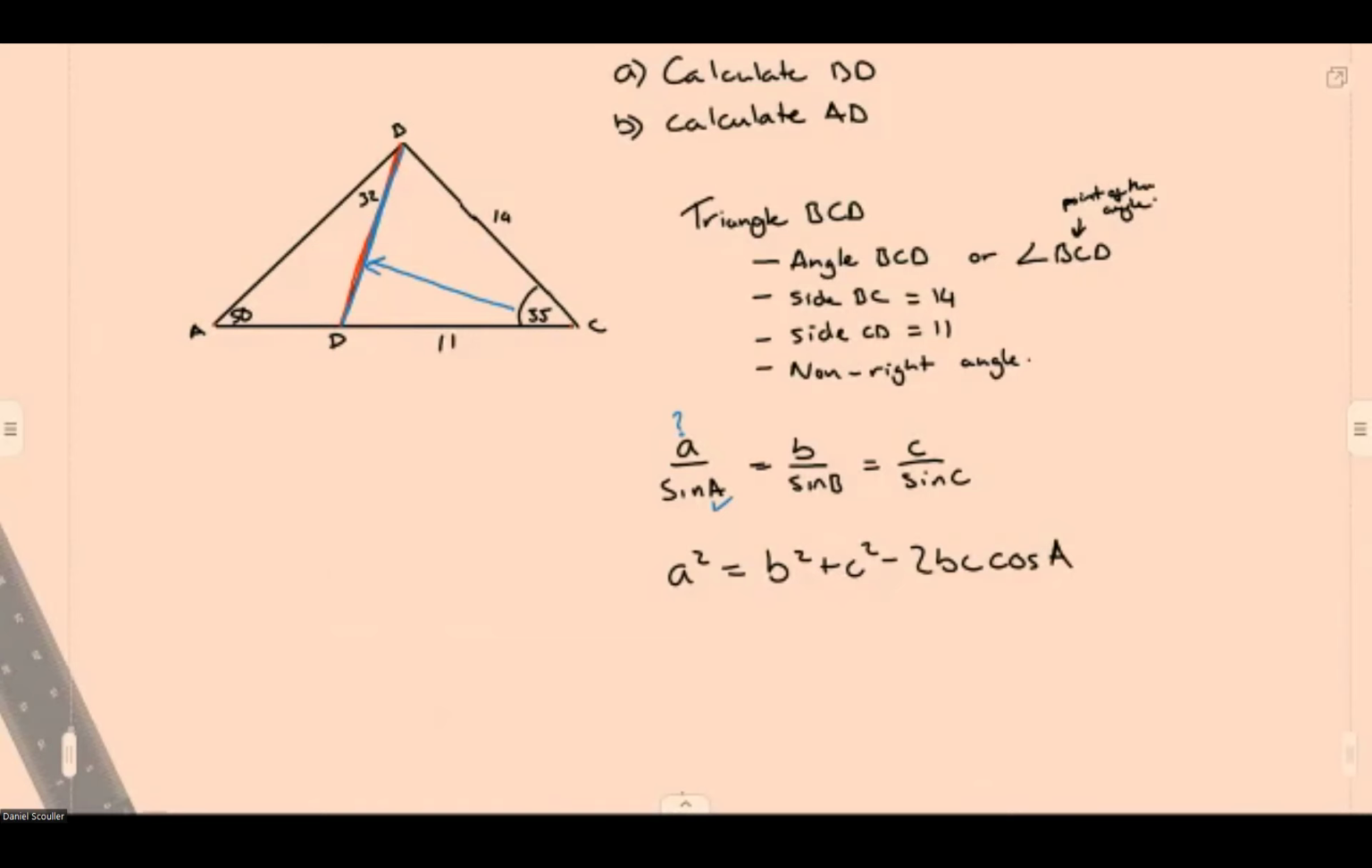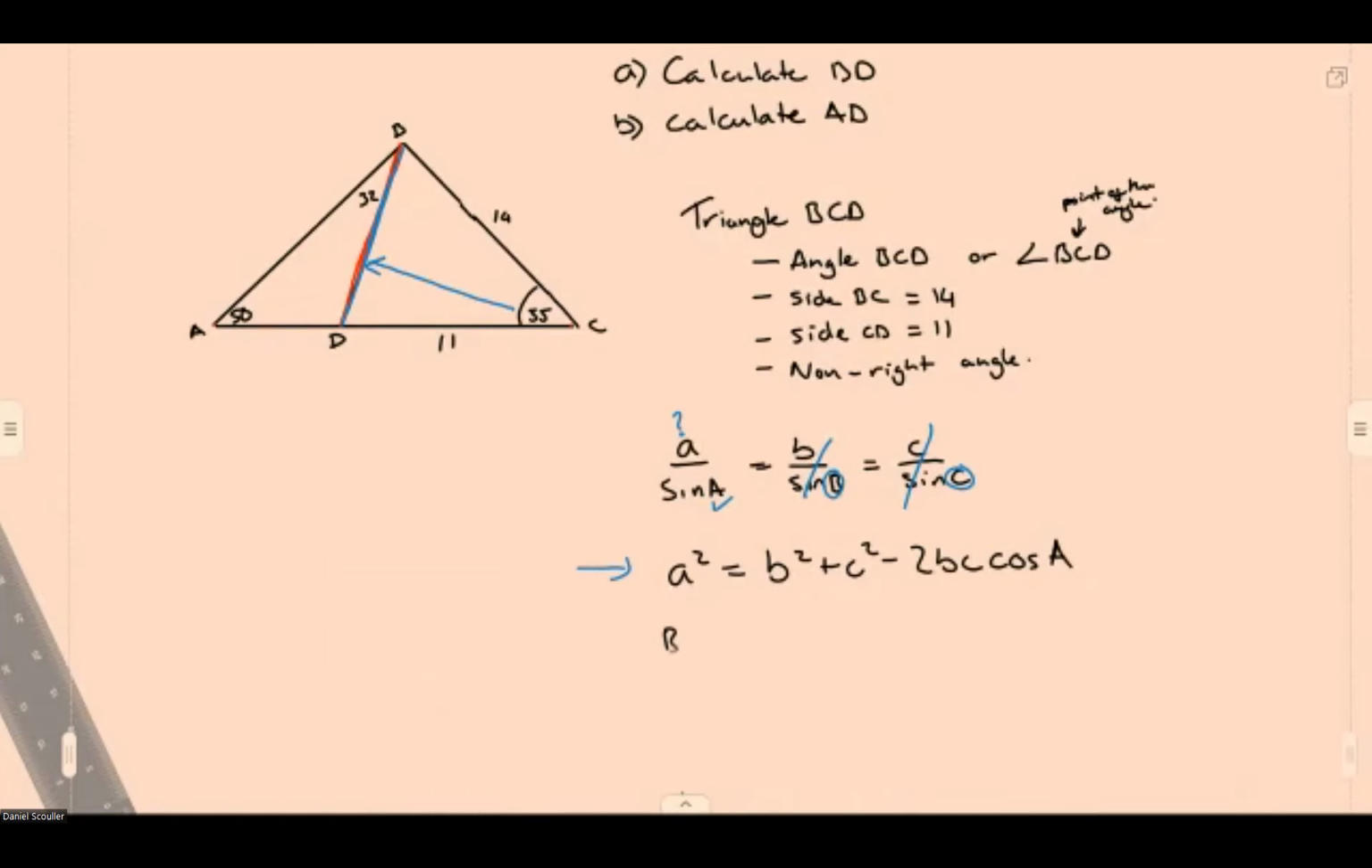But if we're going to use the sine rule, then we need one of the other angles as well. We don't have two angles, so we can't use the sine rule. There's not enough information on that specific triangle, so it has to be the cos rule that we use. Does that make sense? Okay, so the missing side is BD.